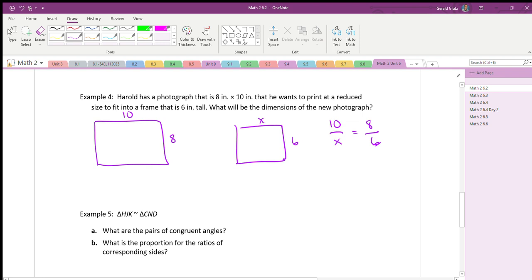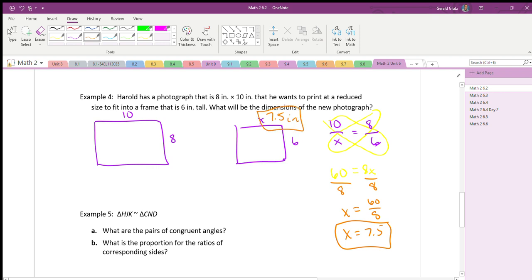So cross multiply. 10 times 6 is 60. Keep the equal sign in the middle. 8 times x is 8x. Let's use a color you can actually see. So divide both sides by 8. So x is equal to 60 over 8. So if I reduce this, that would be 7.5. So that means x would be 7.5 inches.